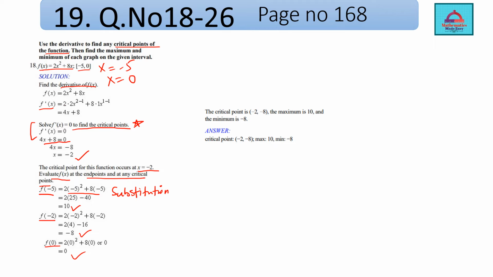If you see which one is maximum, the maximum value here is 10, positive. So the maximum value is 10, the minimum value is -8. The critical point occurs at -2, and at -2 the y value is -8. So this is going to be the final answer. Let's do some more questions.